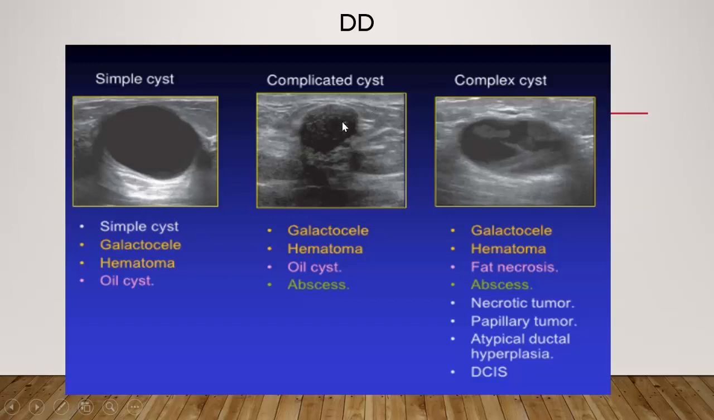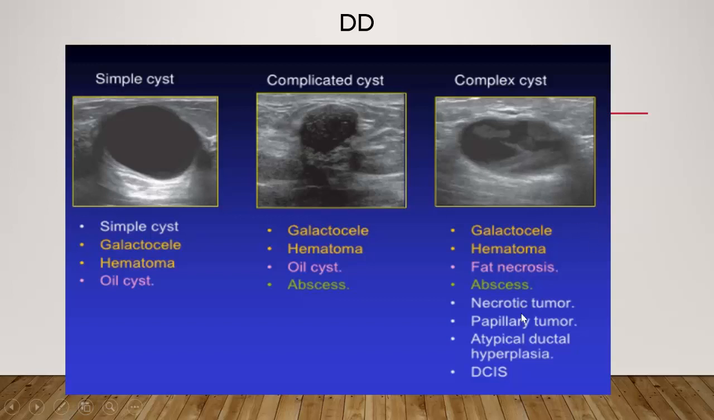Then here the complicated cyst, also we can put galactocele and hematoma and oil cyst and abscess. Here we can put the abscess in the complicated cysts with internal echoes, with septi. In the complex cyst, also we can put galactocele and hematoma, but take care on Doppler there is no vascularity. Since there is no vascularity, we can go back to them as a complicated cyst. And so also the fat necrosis, sometimes the fat necrosis may give an impression of malignant nature, so we must take care.